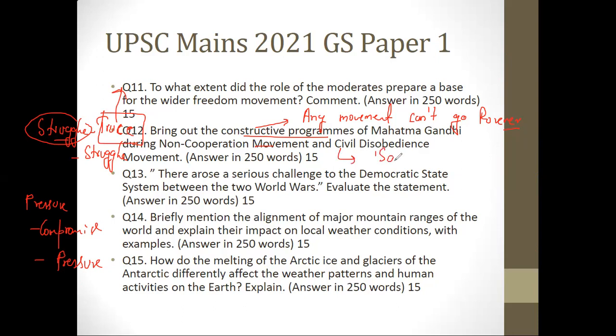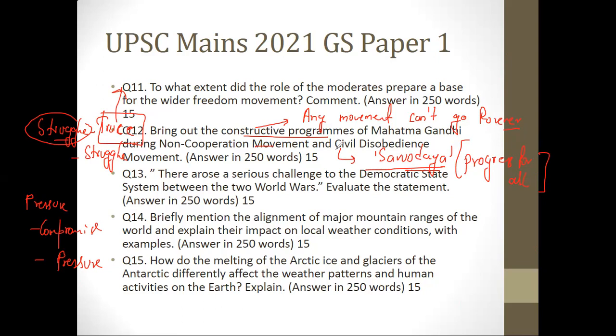This, I think, many of you would not have written: Sarvodaya. It promoted the concept of Gandhiji's Sarvodaya. What is Sarvodaya? Gandhiji's philosophy is progress for all. So here you have talked about the importance. Now you have to tell what were the different constructive programs. So they filled the political void, they kept morale high, they promoted Sarvodaya.